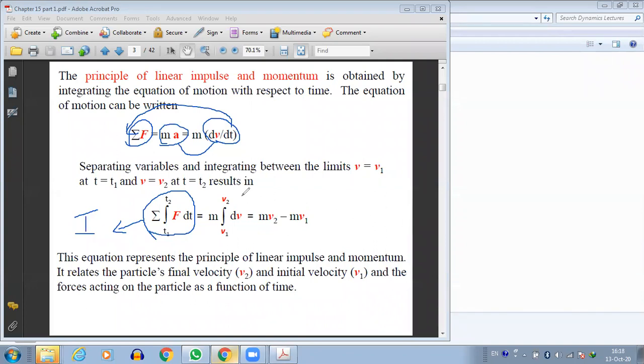Here m is the mass, v is the velocity, v1 is the initial velocity, v2 is the final velocity, and this is the impulse. So it's summation integral t1 to t2 F dt.